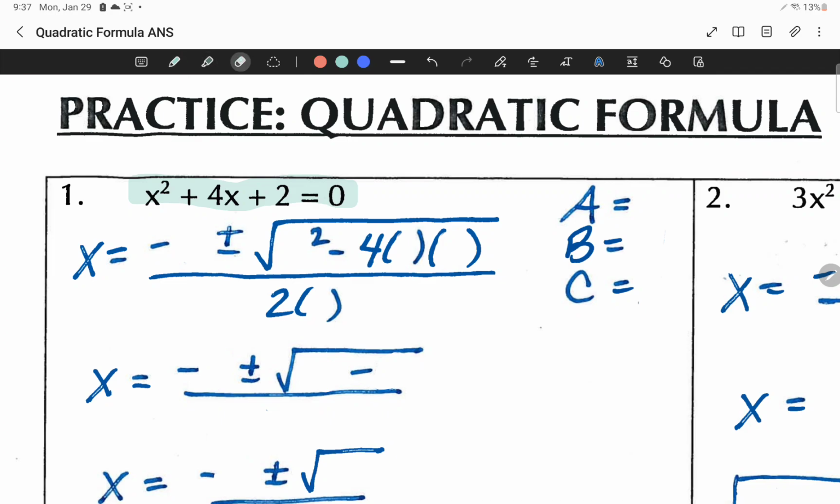Now, what is A? A is going to be 1. B is going to be 4. And C is going to be 2. So we know all those 3. Now we're going to be plugging in all those things on here.